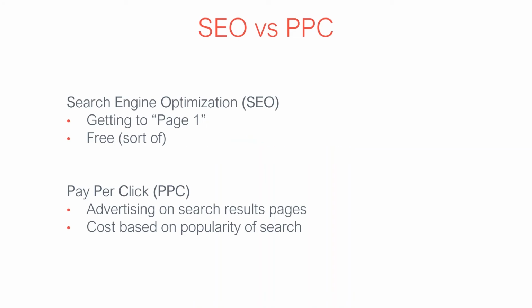So let's look at SEO, PPC, and SEM. We'll break them down, discuss how they're related, and go through the business implications. All right, so SEO versus PPC. Search engine optimization, simply put, is making sure you get to page 1 in an online search. PPC, pay per click, is basically advertising on search pages. Your cost is based on the popularity of your search.